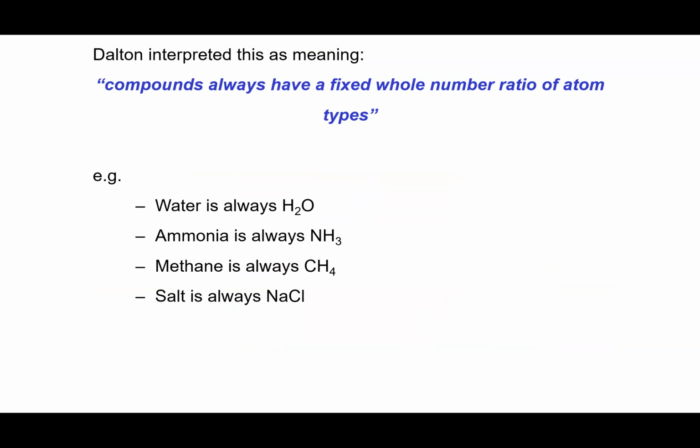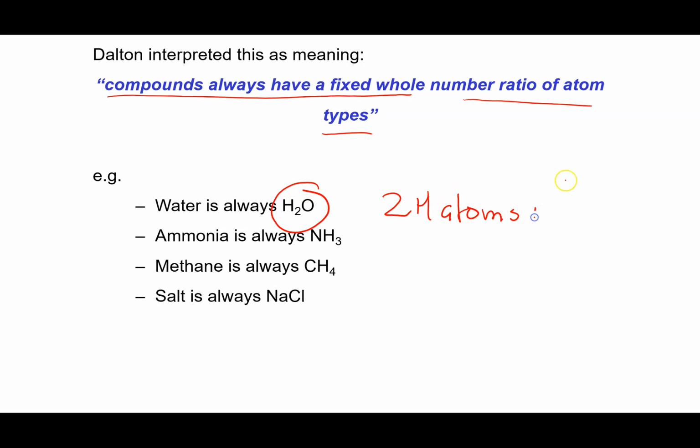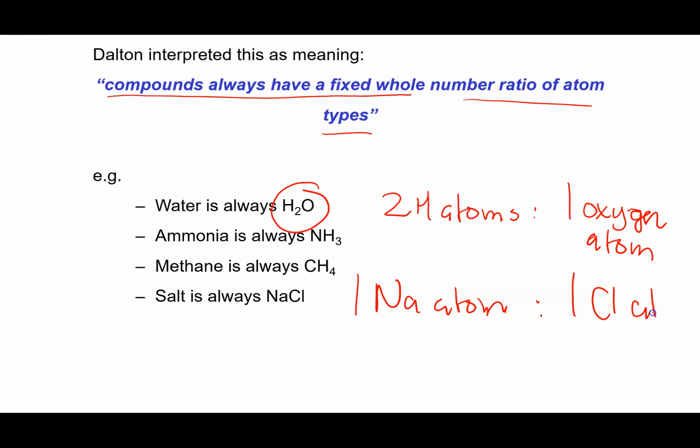Okay, so how did Dalton interpret this law of definite proportions? Well, he says that what it means is that a compound always has a fixed whole number ratio of the atom types present. So water always has 2 hydrogen atoms for every 1 oxygen atom. And if it doesn't have that ratio, it's not water. Sea salt always has 1 sodium atom for every 1 chlorine atom. Always. So that's what's going on there, right? And every compound has this characteristic ratio of the masses of the atoms that are present.